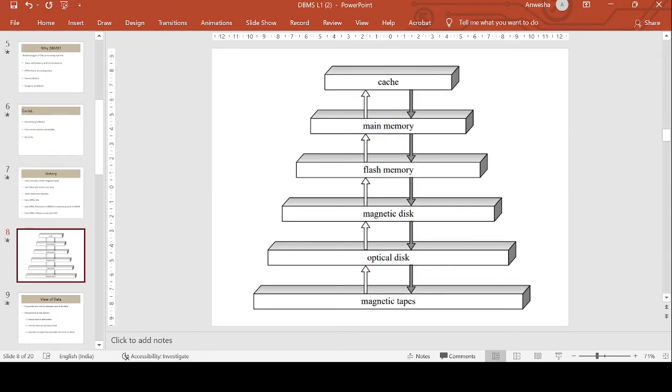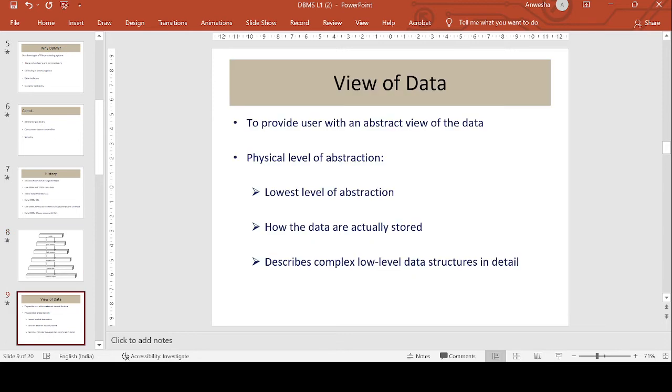Now look into this picture. Magnetic tapes, then optical disc, then magnetic disc, then flash memory, then main memory, then cache. Which one is the fastest? Obviously cache. And which has the maximum size? Magnetic tapes.